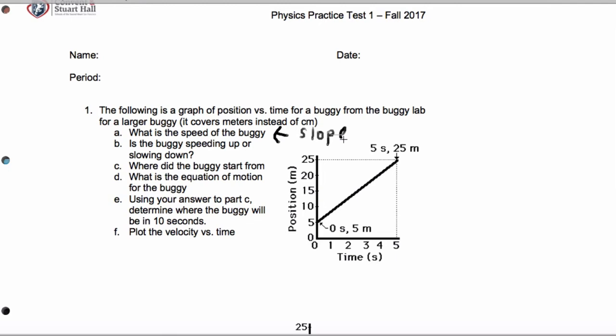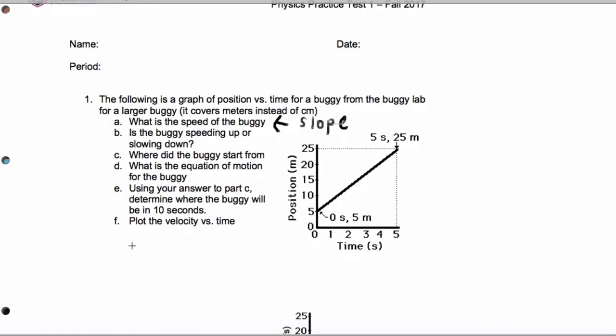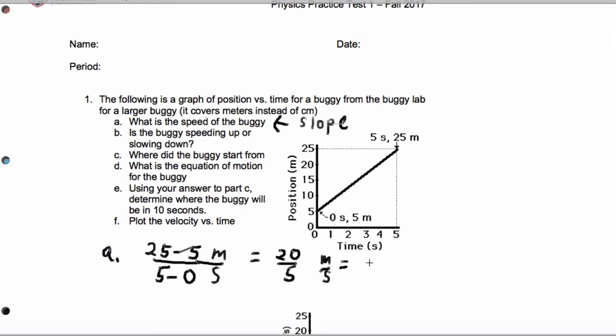slope. So in this case, for part A, the slope is going to be, I have 2 points, (5, 25) and (0, 5). So we'll take the rise over the run. That'll be 25 minus 5 over 5 minus 0. And let's remember the units in the numerator will be meters. The units in the denominator will be seconds. So that's actually going to give us 20 over 5 for the number with the units of meters per second. And so for part A, we're going to get a speed of 4 meters per second.